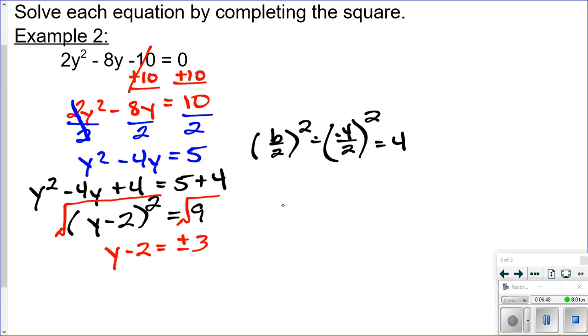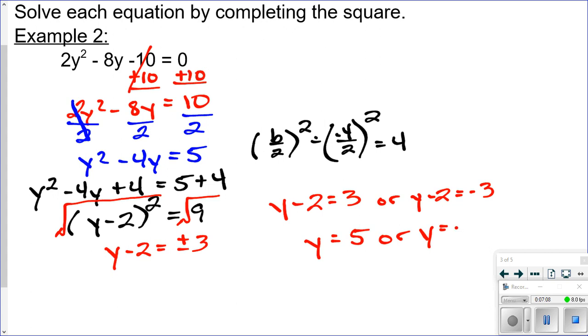All right, so I break this apart into y minus 2 equals positive 3, or y minus 2 equals negative 3. Solve these equations by adding 2 to both sides, and I'll end up with the solutions of y equals 5 or y equals negative 1. And again, you can plug those in and check them. So if you were taking a test and you had extra time, I would definitely encourage you to plug those in and check them. All right, so let's look at another example.